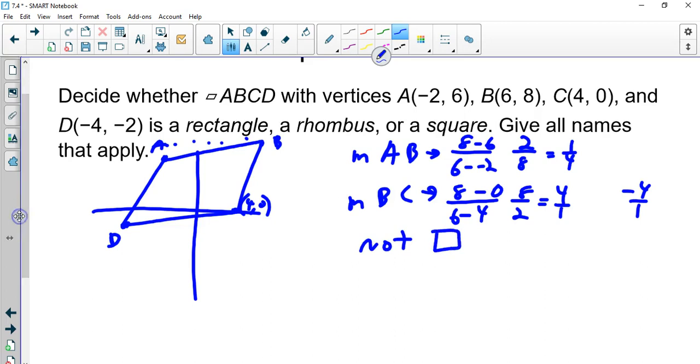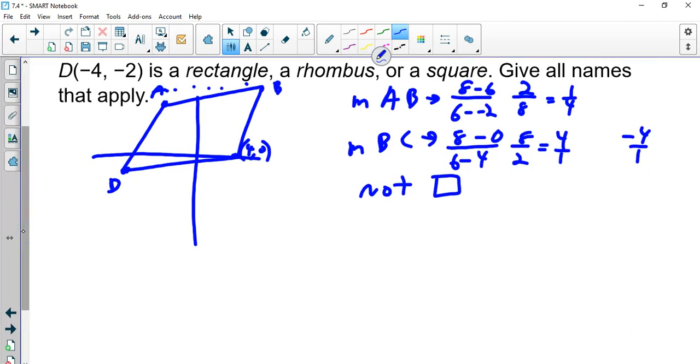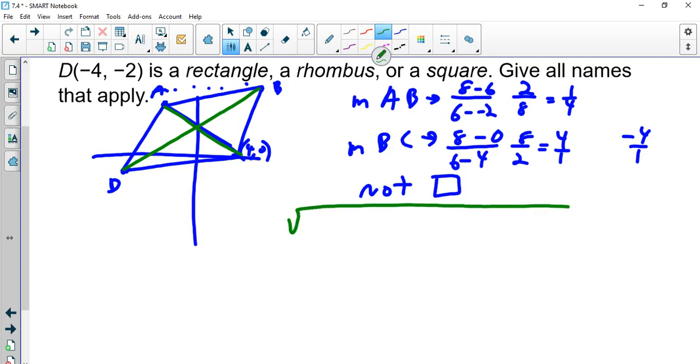Now, next, let's test to see if it's a rectangle. If it's a rectangle, diagonals are going to be congruent. That was supposed to be green. It's still supposed to be green. This and this should be congruent. They don't look congruent, but let's prove it. So I'm going to do the distance formula for AC. So negative 2 minus 4 squared plus 6 minus 0 squared. And I'm not going to worry about decimals. I get the square root of 72. Okay, 6 squared and 6 squared, 36, 36, 72.